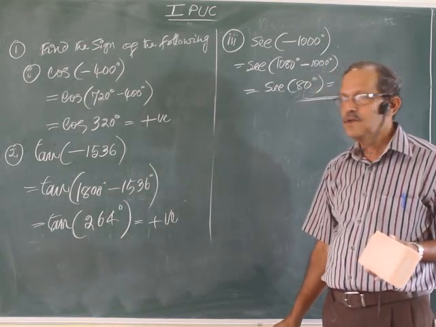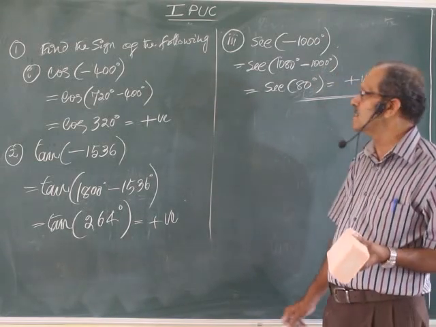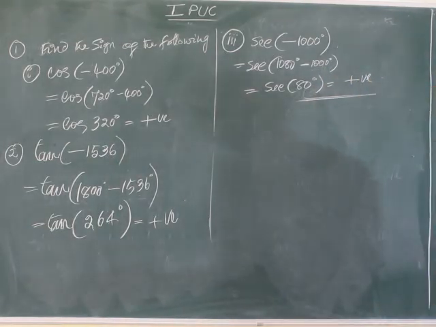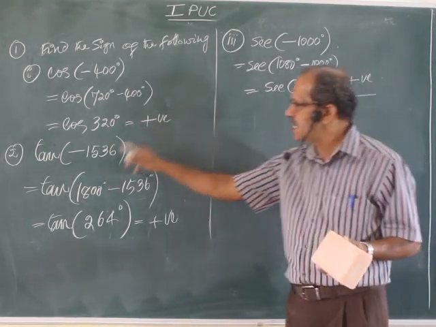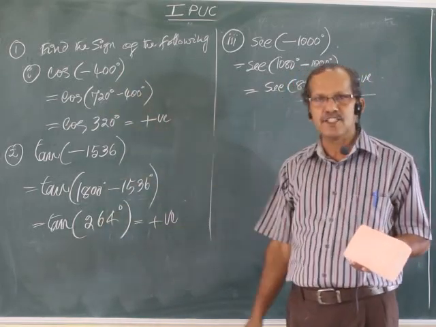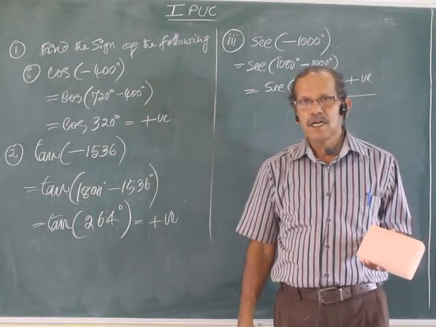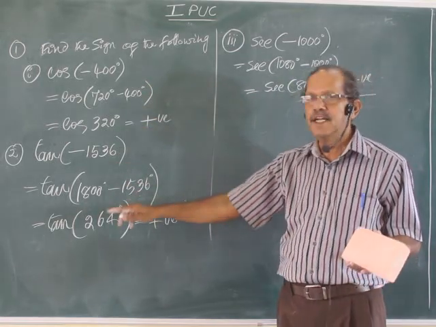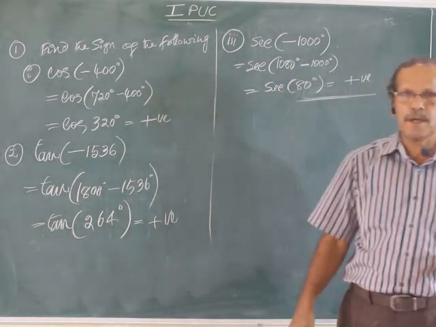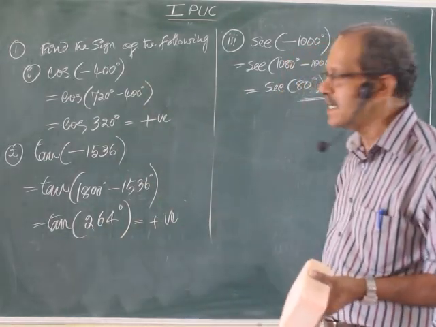Clear, no? No doubt. Take some more examples, try to work out yourself, you will get the answer. Some more examples will be done in the exercise problem, remember, because here I have taken only degree angles. They may give you radians also. If you can't straight away find the sign, you must convert the given radian into degree, then you decide. One and the same, whatever be. Here I have given only degrees. In the exercise problem, let me take radians also.